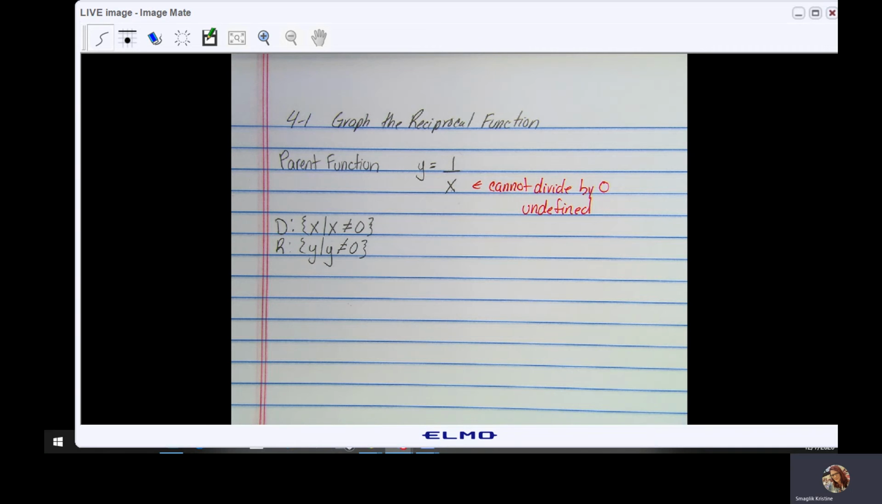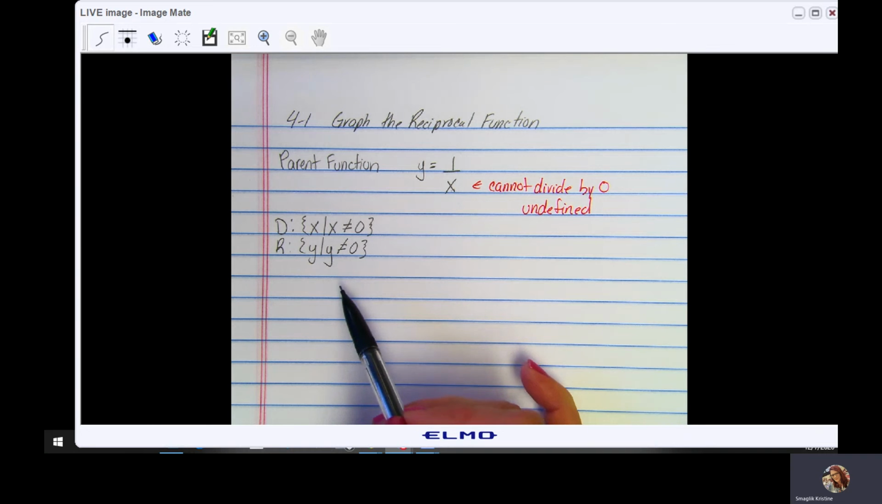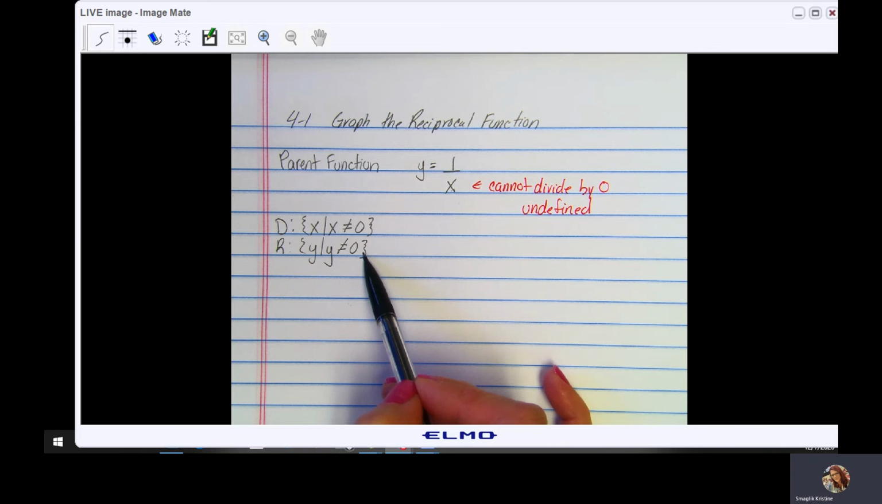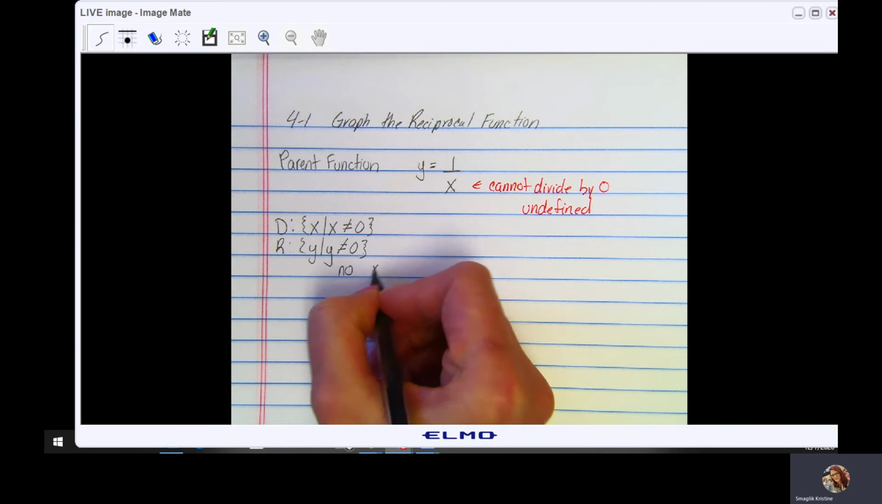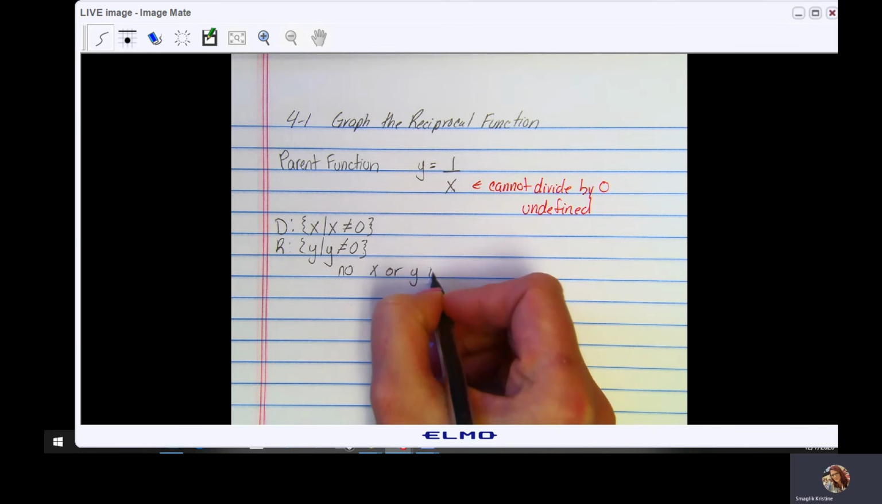Now, if we also think about your x and y intercepts, an x-intercept occurs when a y value is 0. So y can't equal 0, so therefore we can't have an x-intercept. If I'm looking at a y-intercept, y-intercepts occur on the y-axis where x equals 0. And so if x cannot equal 0, I can't have a y-intercept either. So there are no x or y intercepts.